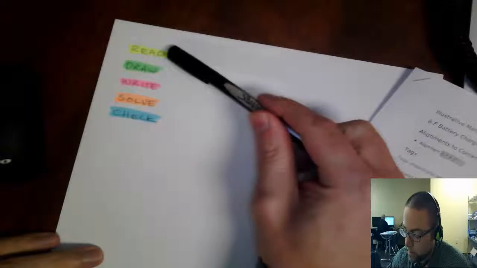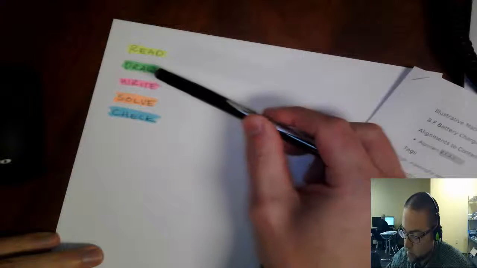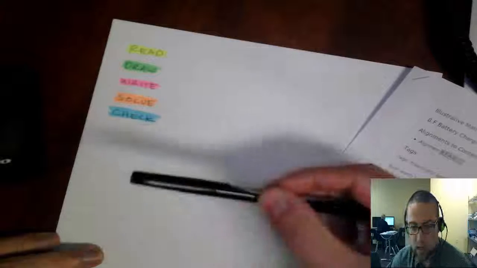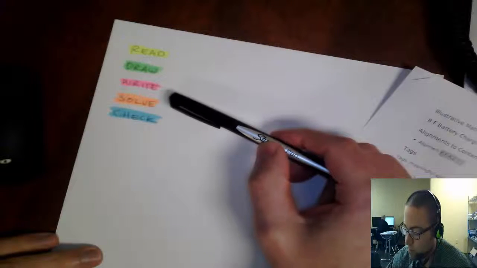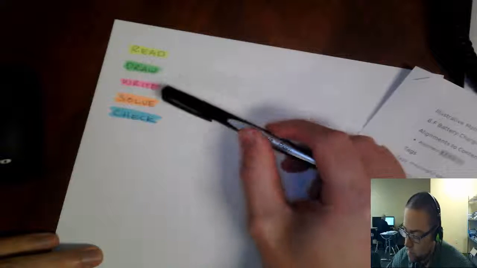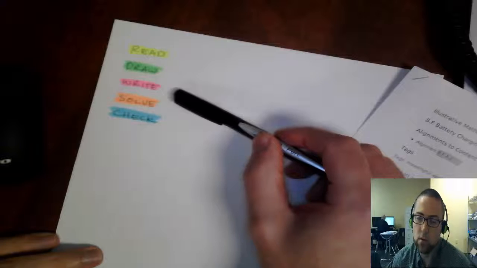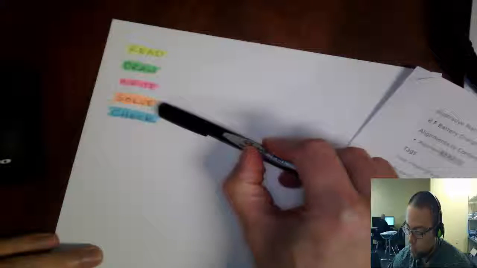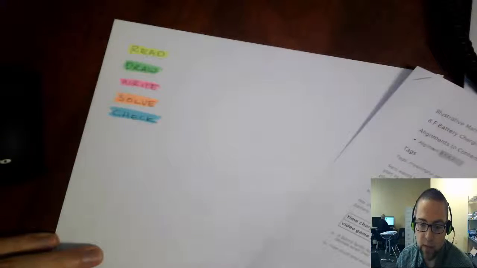First, I'm going to read carefully. Then I'm going to draw a picture, and this is kind of a visualize step. I want to visualize myself in the problem, what I would do if I was in that situation. Then I'm going to generally write an equation or some numbers down, and then I'm going to solve, and then I'm going to check my answer to make sure that I answered the question.